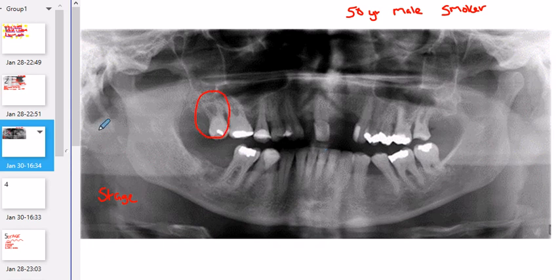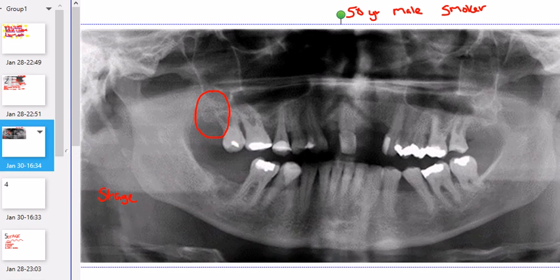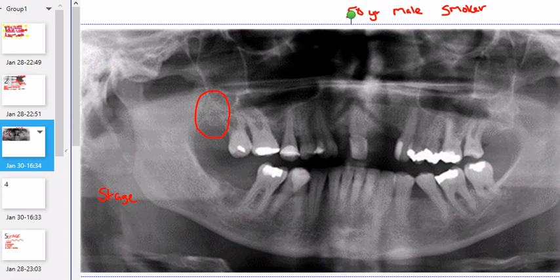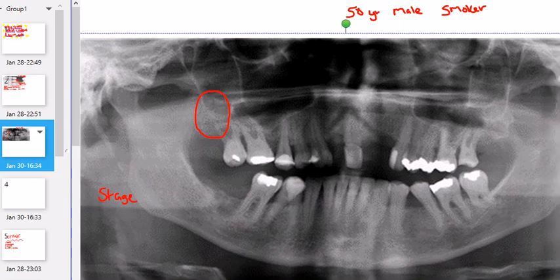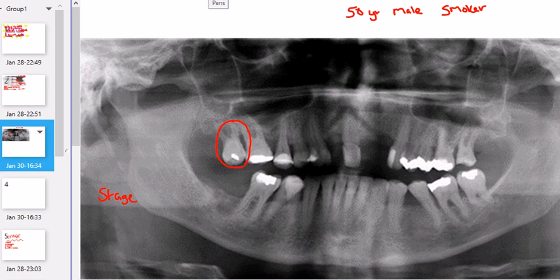If I can, I'm going to try and zoom in a bit. Can I make that bigger? Let's have a look. Okay, so this is our most affected tooth I'm going to use.